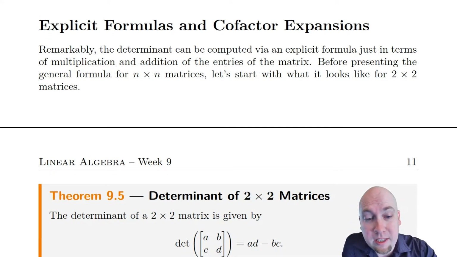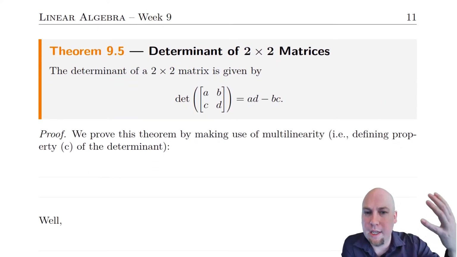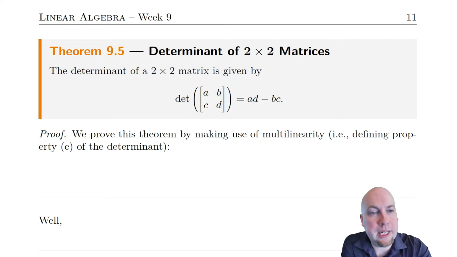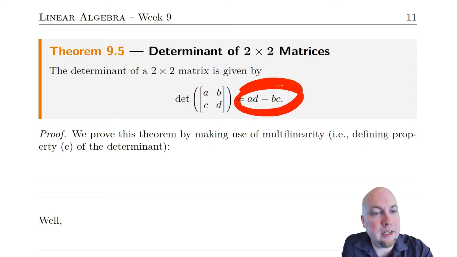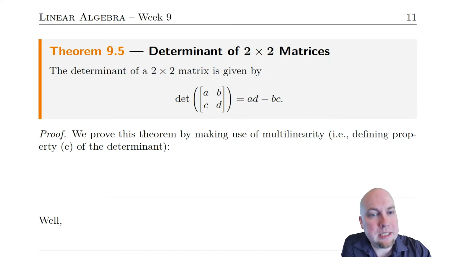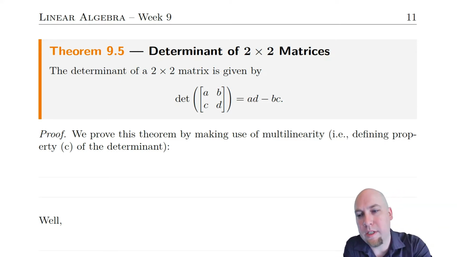To start off with a 2x2 matrix, our first theorem says that if you have a 2x2 matrix, then its determinant is just given by this nice explicit formula here. It's just AD minus BC. So top left entry times bottom right entry, minus the product of the backward diagonal entries.